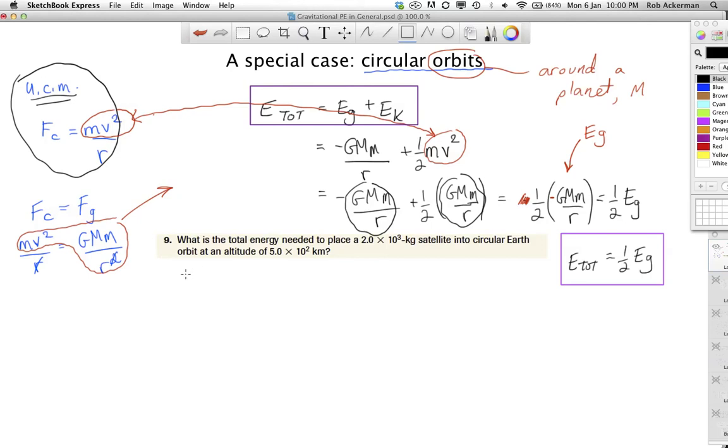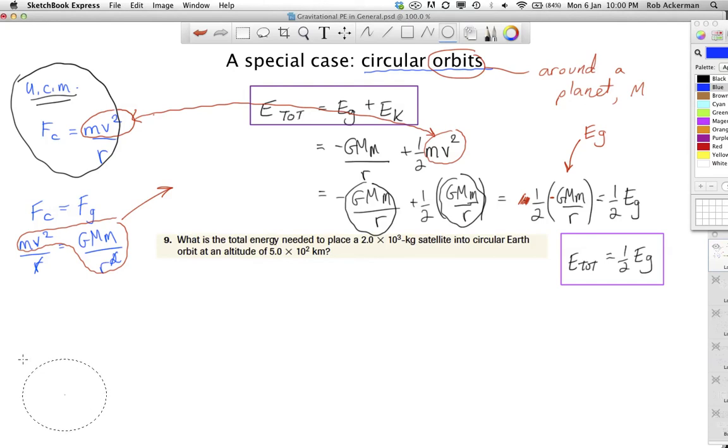This is the last part of the video. Let's see what we got. This question is also from your book, by the way. What is the total energy needed to place a 2,000 kilogram satellite into circular Earth orbit at an altitude of 500 kilometers? So, first of all, let's draw the situation so that we have some sort of idea what's going on.